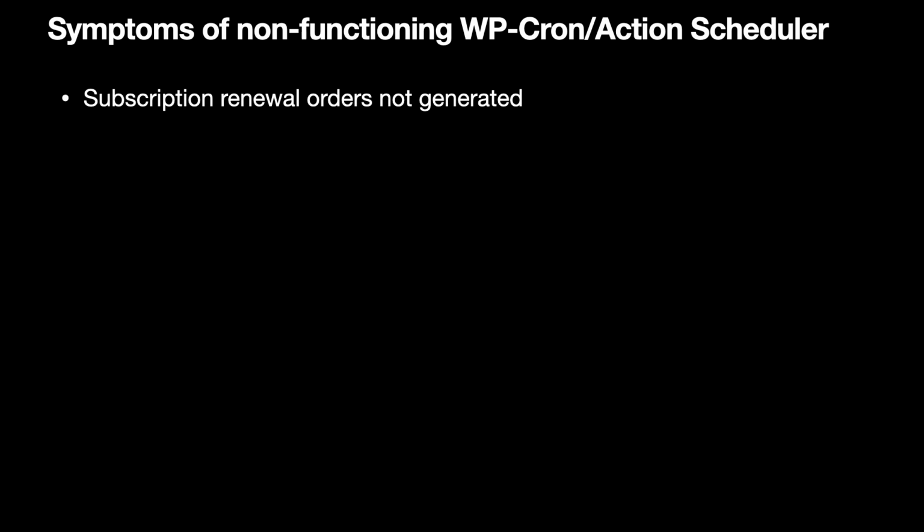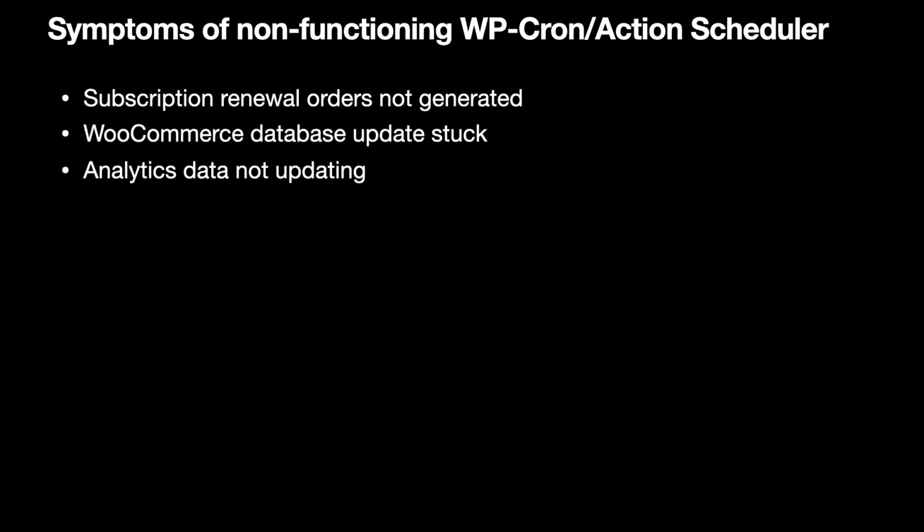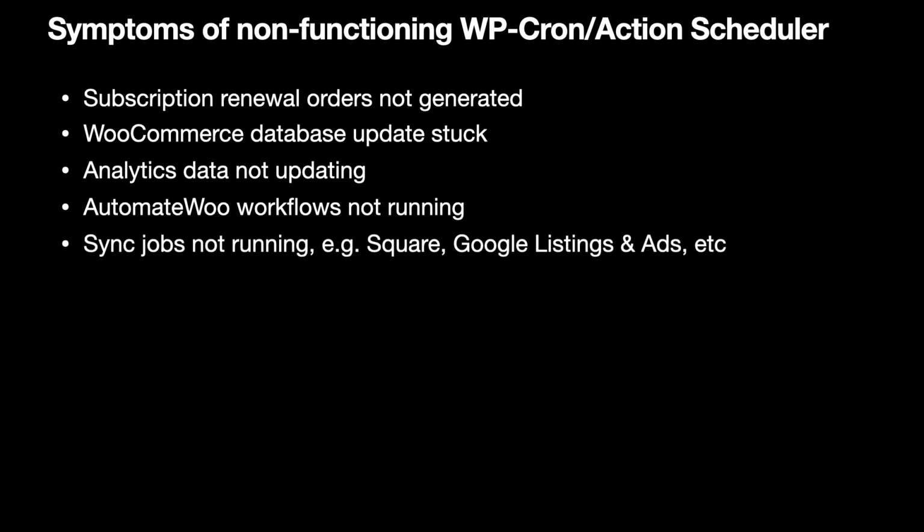The renewal orders are not being generated. Another pretty common one is the WooCommerce database update is stuck. Analytics data maybe isn't updating like you would expect. Automate Woo workflows are not running. Similarly, follow-up emails. Sync jobs maybe aren't working. So think Square, Google listings and ads. That's specific to the action scheduler.